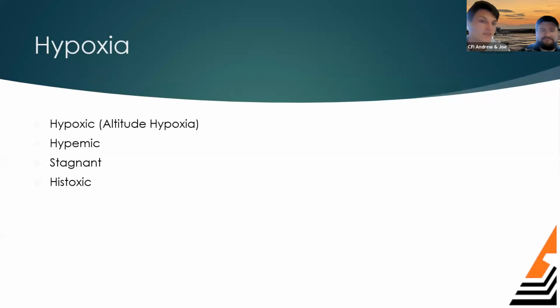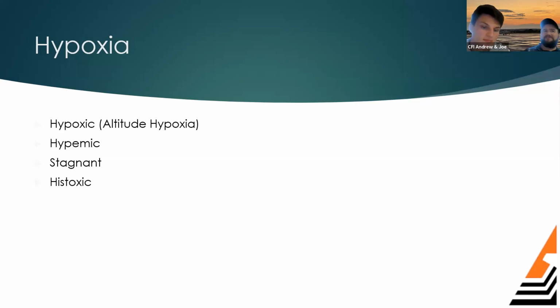All right. So, hypoxia. The good stuff. We're going to encounter this more when we go to higher altitudes. And there's a few different types, right? There's hypoxic, hypemic, stagnant, and histotoxic. We're going to talk about all these as we go down the list, but understand that there are 4 types of hypoxia.